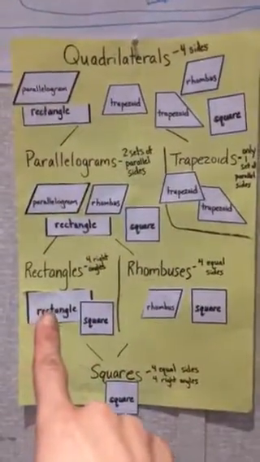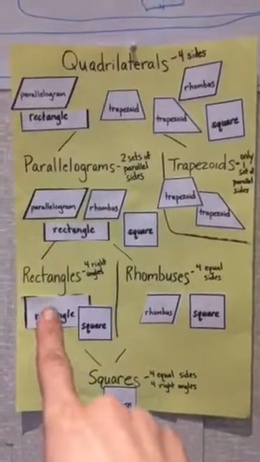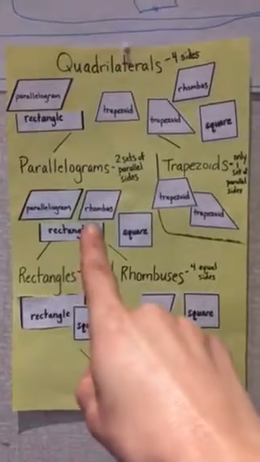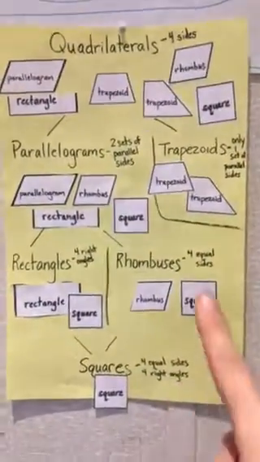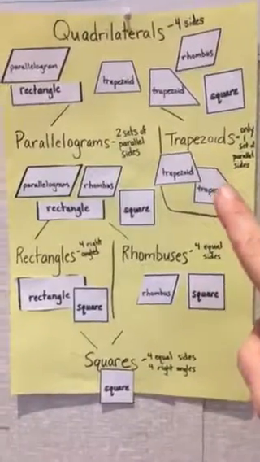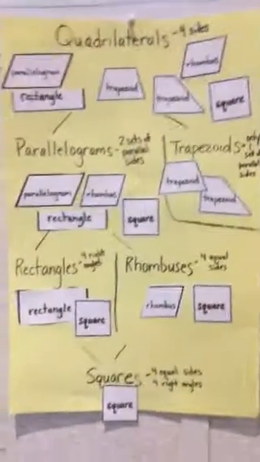A rectangle can go by several different names also. It could go by rectangle, parallelogram, and quadrilateral. It could not go by a rhombus, and it could not go by a trapezoid, and so forth.